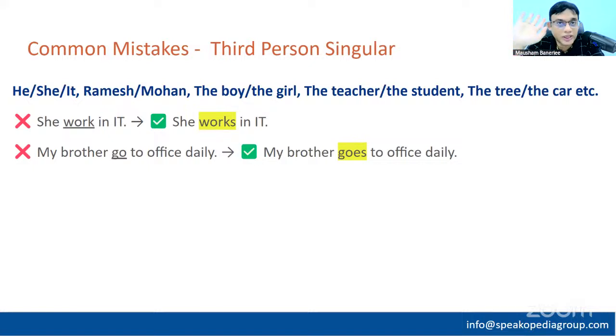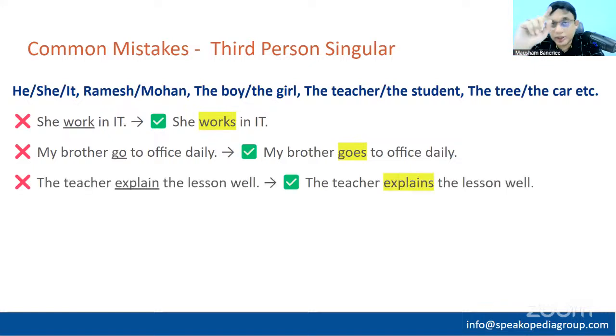I go to the office daily, correct. You go to the office daily, correct. They go to the office daily, correct. But the moment it is my brother, my sister, third person singular number, it will be S or ES. My brother goes to the office daily or every day. This is an exception. Don't get confused. Don't say "my brother go to office." Then it is wrong.